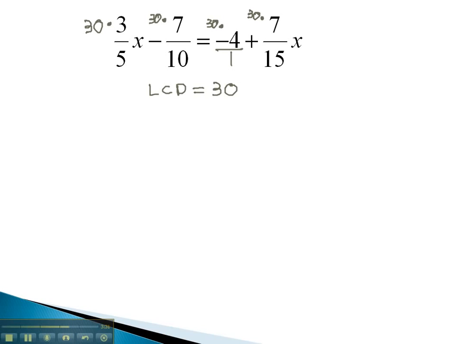Again, these 30s will divide out with the denominators. 30 over 5 is 6. 30 over 10 is 3. 30 over 15 is 2. So now all that remains is 6 times 3x, or 18x, minus 3 times 7, which is 21, equals 30 times negative 4, which is negative 120, plus 2 times 7x, which is 14x.